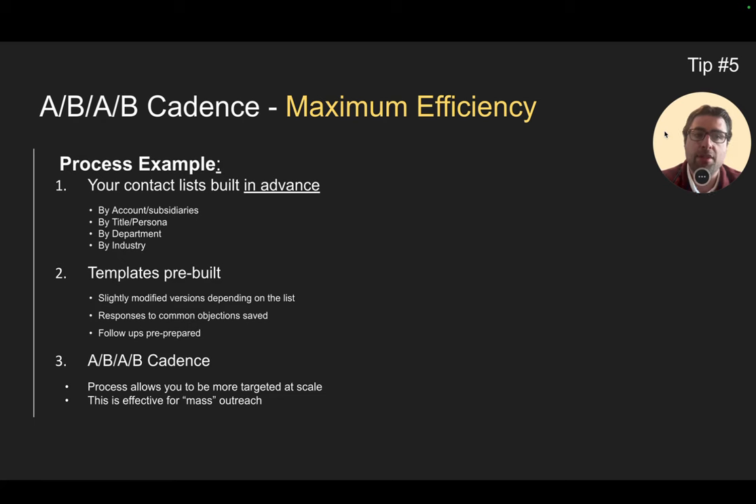So tip number 5, this is where we drive the whole thing home. Taking all the work we did, the coiling the spring, the templates, shortening them, making them more concise, making them more relevant, doing it by persona, by department, by industry, and having it all in place. You have the templates pre-built. You're ready to be targeted at scale. And this is effective for mass outreach. You can take those A accounts, maybe separate them, the ones you want to be more strategic with. Use this for your other sea of accounts that otherwise you wouldn't even have time to prospect into if you were doing this one by one.